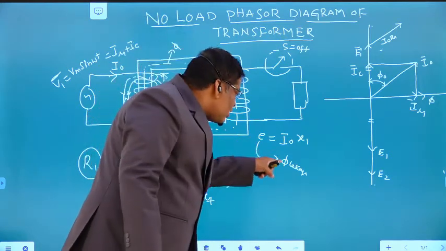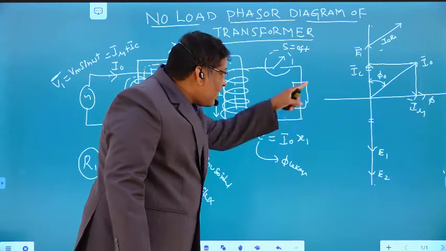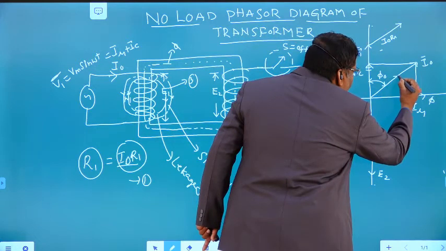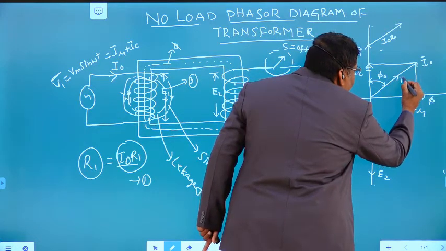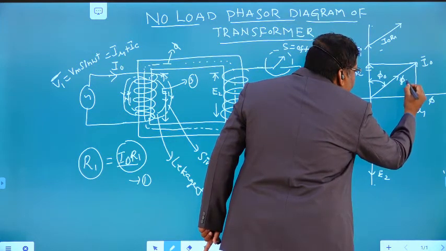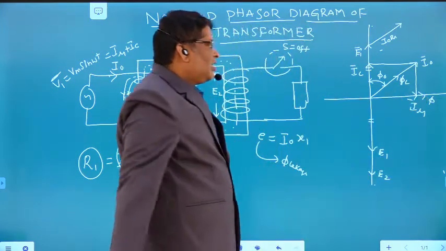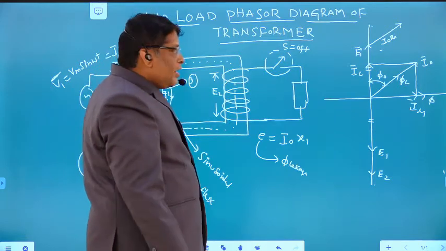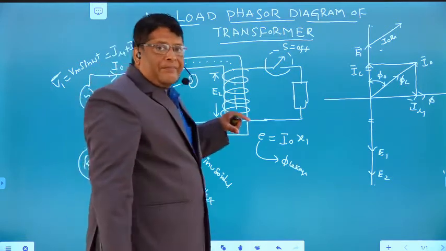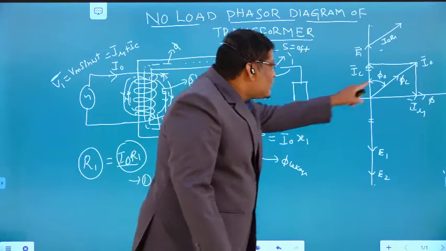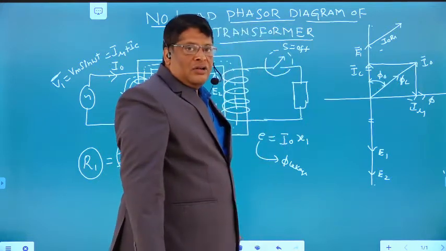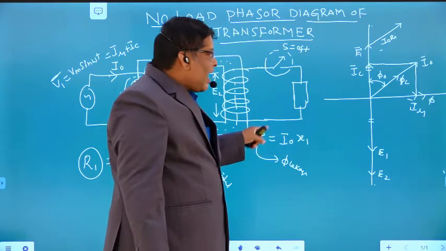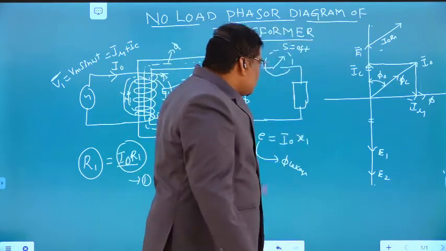Now what is the position of this flux in the phasor diagram? The leakage flux is here, that is in phase with the no load current, because whenever the no load current is flowing, the leakage flux is created. So the leakage flux is in phase with I naught. Now the angle between this leakage flux and this voltage is 90 degrees.